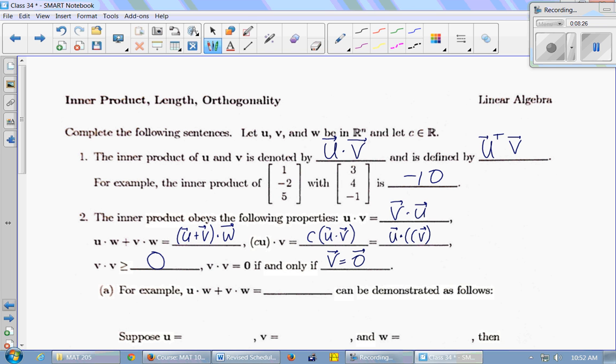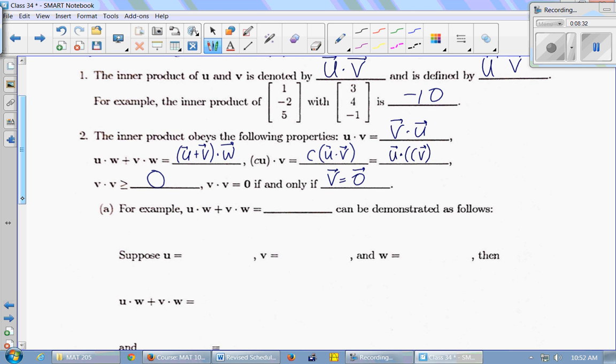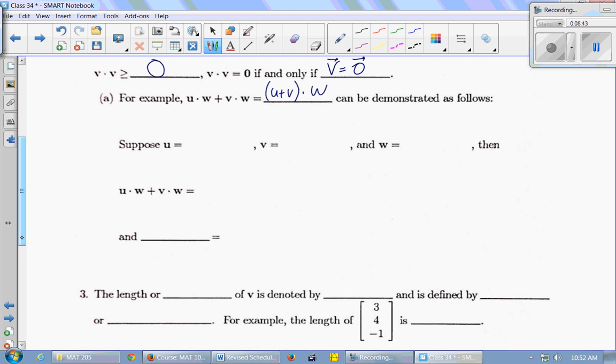Okay. So for example, U dot W plus V dot W equals this factored version, U plus V dotted with W. We can demonstrate it with some vectors. So let's pick some random vectors here. Give me 3 vectors in R2. 2, 1, 1, 2, 0, 1. I like that.